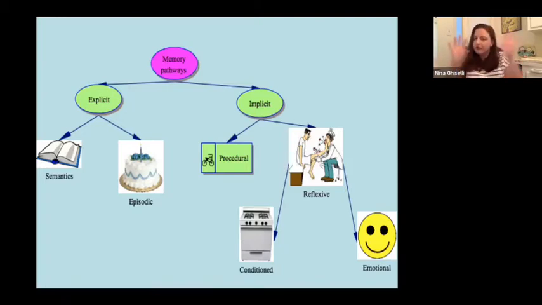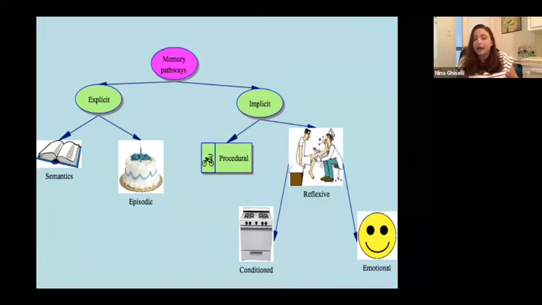So, first slide is memory pathways. There are two simplistic ways to think about how memory works and the pathways that it goes through. One is explicit memory. This is like school memory. If we are talking about semantics, semantic memory is knowledge. It's kind of like if you can name dates and names and quote out of a book, that is semantic.